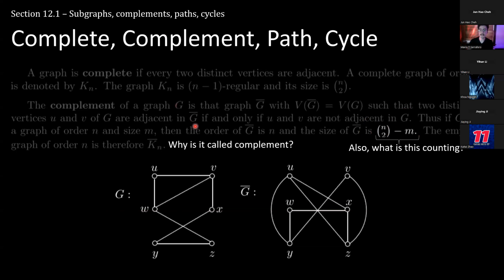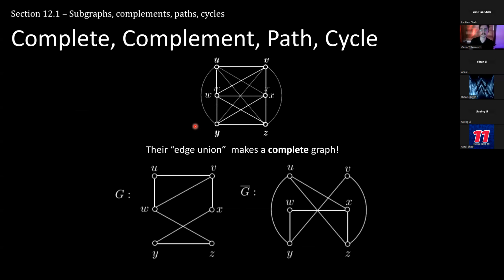Okay, so this can give you, and then Yihan says G union G bar is complete. Yes, that is why it's called a complement. Exactly right. So if we take their edge union, it makes a complete graph.